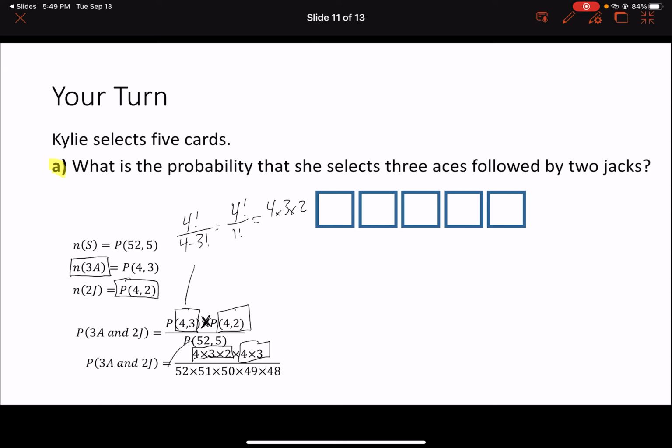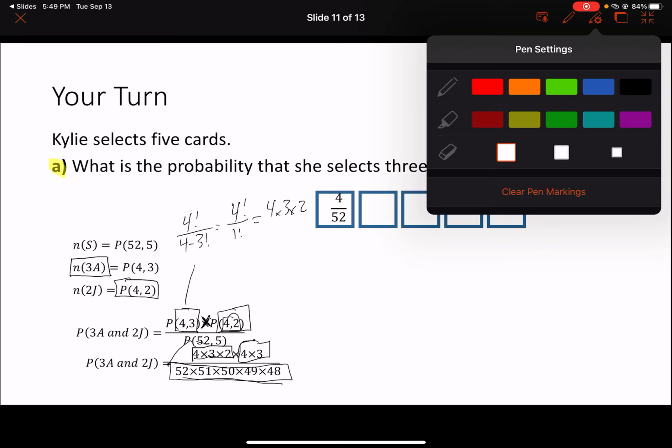And 52 choose 5. Well, there's 5 numbers to go from. That's another way to look at it, right? We go from 4 and we have 3 numbers. We go from 4 and we have 2 numbers. And we go from 52 and we have 5 numbers. Okay. And we could do it the theoretical probability way as well.